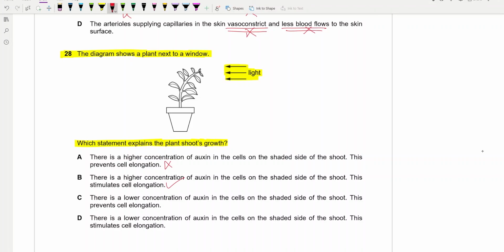Option C. There is a lower concentration of auxin in the cells on the shaded side of the shoot. This prevents cell elongation, which is wrong. Option D. There is a low concentration of auxin in the cells on the shaded side of the shoot. This stimulates cell elongation, which is wrong again. So the correct option would be option B.